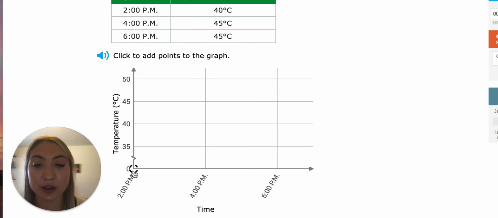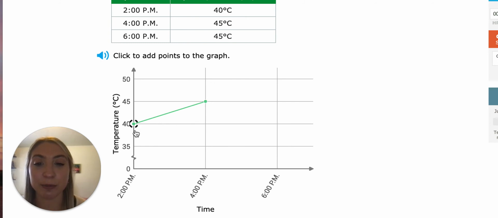So I'm going to my 2 p.m. right here, and I have to bring it to 40 degrees Celsius. So here's 40 degrees Celsius, so that's where I'm going to put a point, because that's showing it's 2 p.m., 40 degrees. Then I'm going to the time 4 p.m. At 4 p.m. the temperature was 45. So I'm going to go to my time first, 4 p.m., and then I'm going to go to the temperature, which is 45. Here's 35, 40, 45, and I'm going to put a point here.